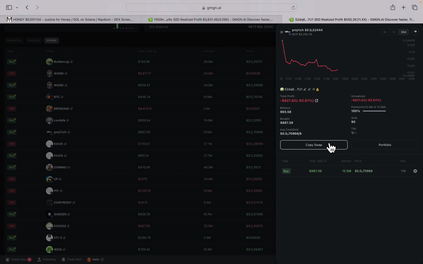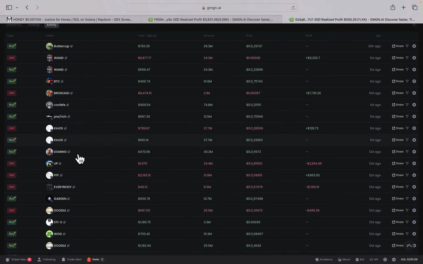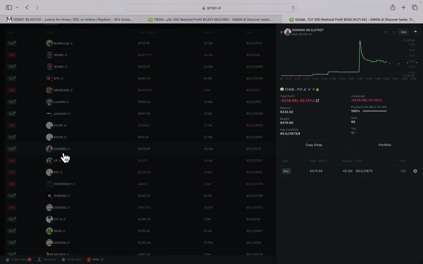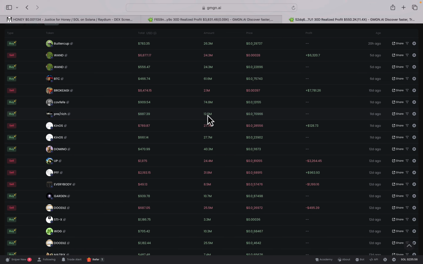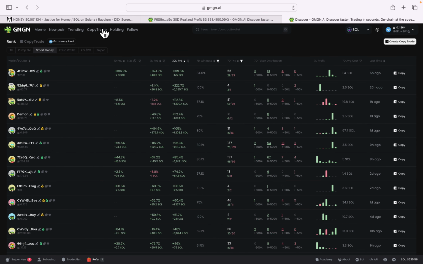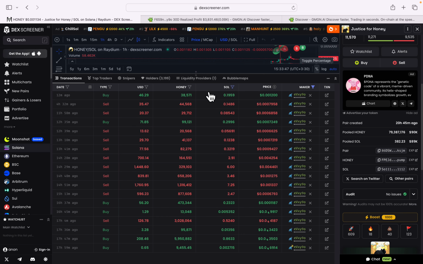Let's check this one. He lost money. This one, he lost money. That's definitely not a good wallet for tracking. If you check these wallets in here, you can find so many good wallets as well. But the strategy that I prefer is to find some trending tokens and find best traders and follow their wallets.